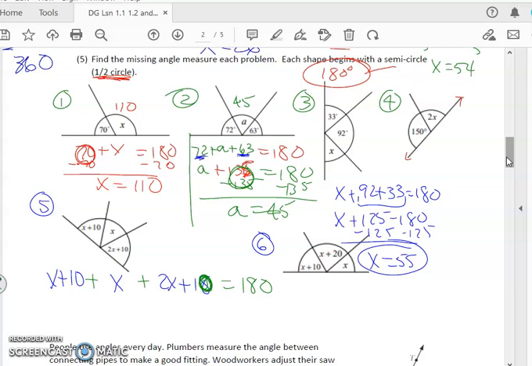So I'm going to leave it at this place here, and if you haven't figured it out, this is the equation: x plus 10 plus x plus 2x plus 10 equals half a circle, 180. Go ahead and solve it and turn that video back on when you're ready to continue.